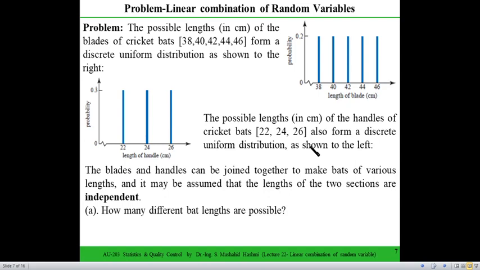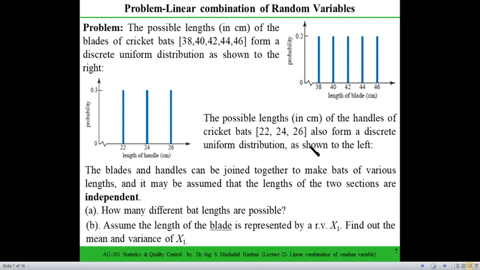The first part of this problem is how many different bat lengths are possible. So you have 5 different blades and 3 different lengths. I would recommend you to pause this video and try to find out how many different lengths are possible.